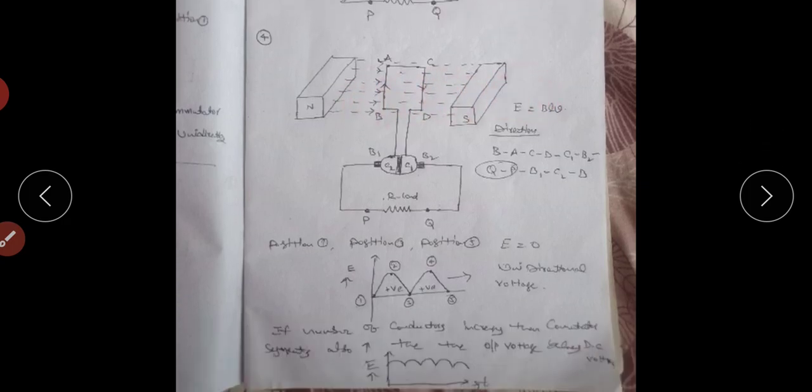The commutator is a main part of a DC generator, which converts the AC supply to DC supply in the case of a generator. The same commutator converts the DC supply to AC supply in the case of DC motors. In a DC generator the commutator is called a mechanical rectifier, but in DC motors the commutator is called a mechanical inverter.